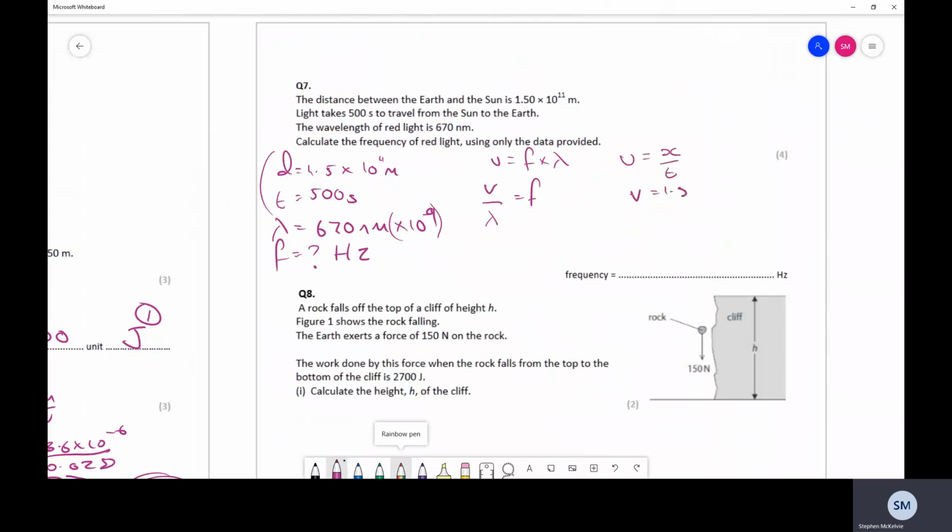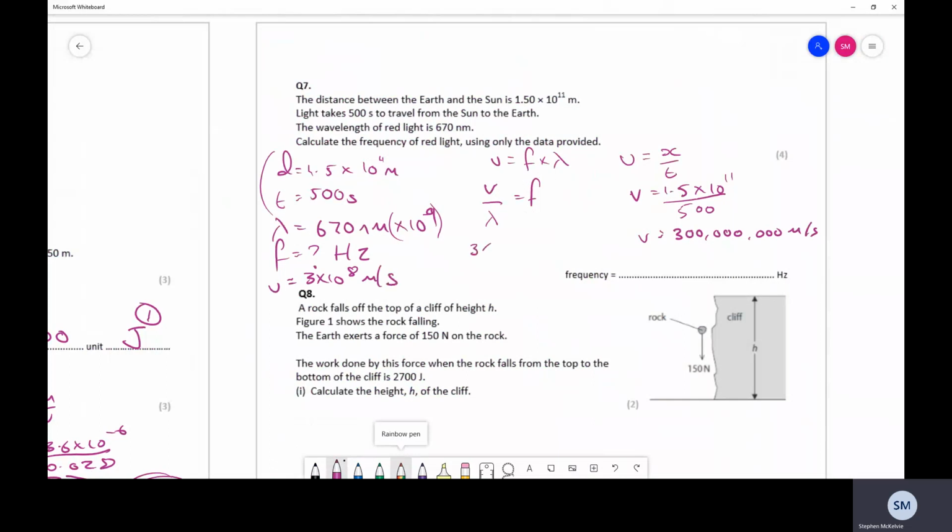Velocity would be 1.5 times 10 to the 11 meters divided by the amount of seconds it takes to arrive at Earth, meaning that my velocity is equal to 1.5 times 10 to the power of 11, divided by 500, giving me 300 million. So we're giving this a nice round answer here, 300 million meters per second. 3 times 10 to the power of 8, that will be, so I'm going to write down that my velocity is equal to 3 times 10 to the power of 8 meters per second.